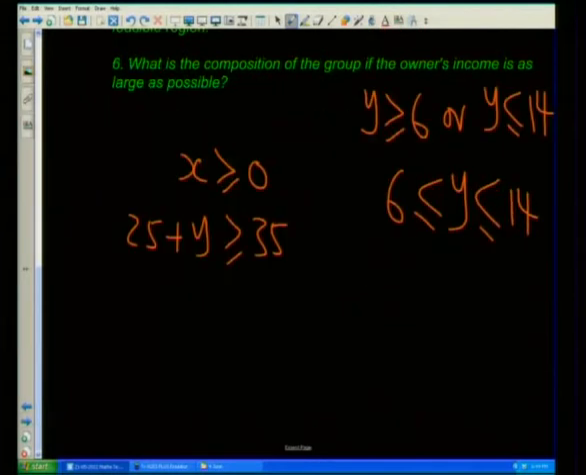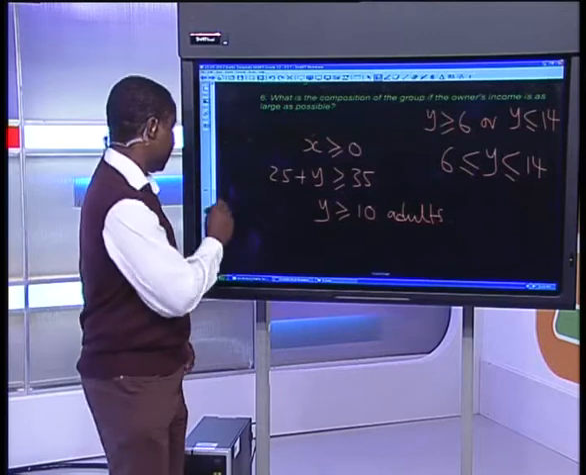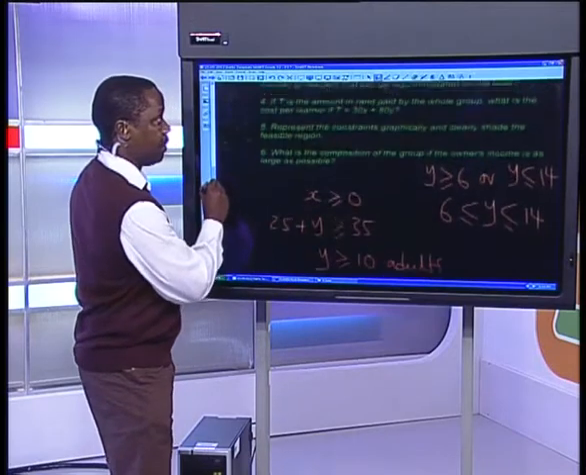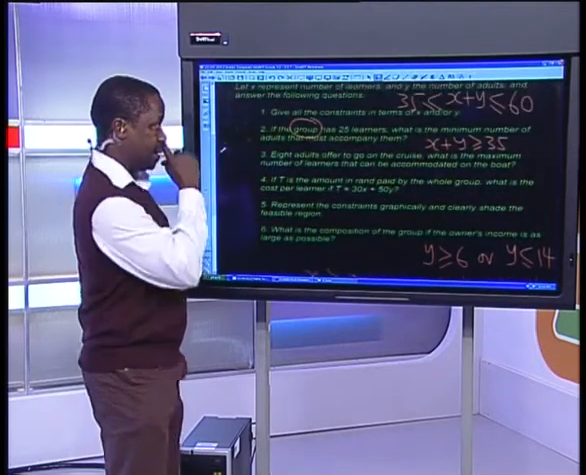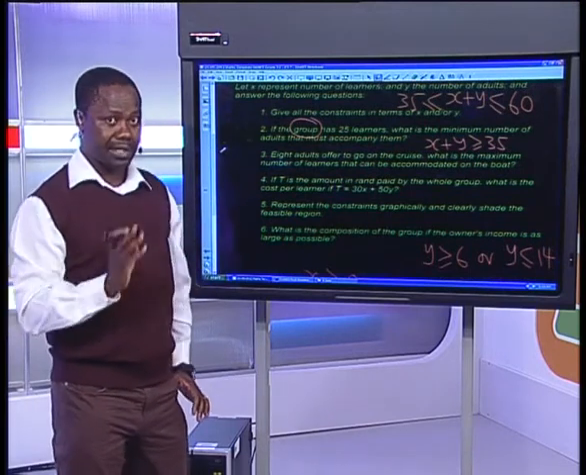So this means therefore that my y, the others that can accompany the learners, must definitely be more than 10 adults. You need more than 10 adults. That's a minimum for this guy to be able to do the business. All right, if we go back to that and carry on, we've answered the second question. What is the minimum number of adults that must accompany the learners?